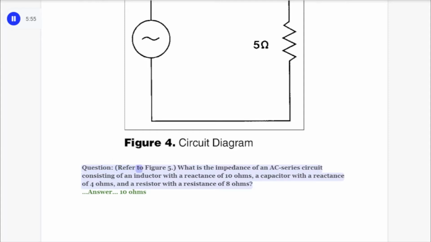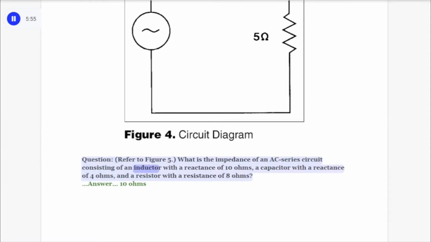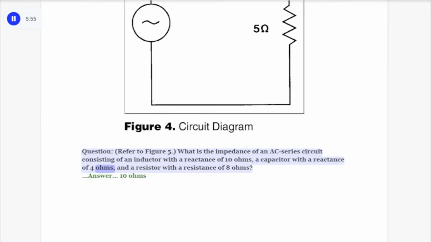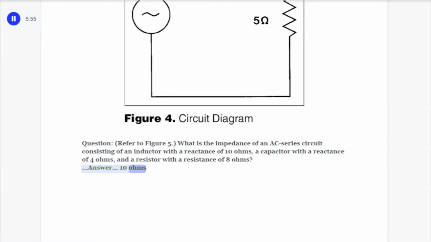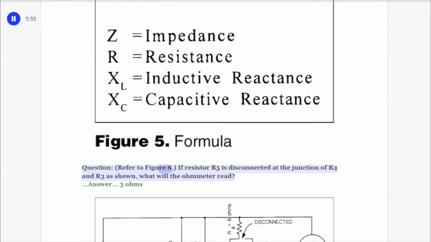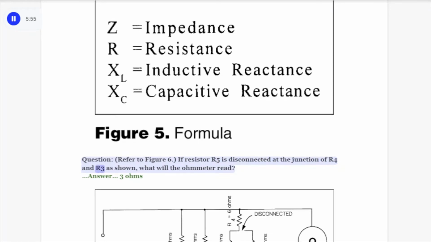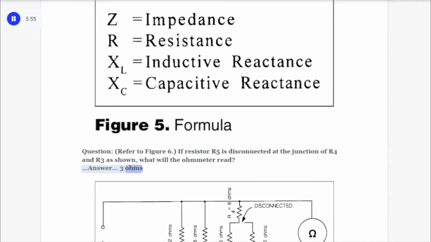Question. Refer to Figure 5. What is the impedance of an AC series circuit consisting of an inductor with a reactance of 10 ohms, a capacitor with a reactance of 4 ohms, and a resistor with a resistance of 8 ohms? Answer. 10 ohms. Question. Refer to Figure 6. If resistor R5 is disconnected at the junction of R4 and R3 as shown, what will the ohm meter read? Answer. 3 ohms.